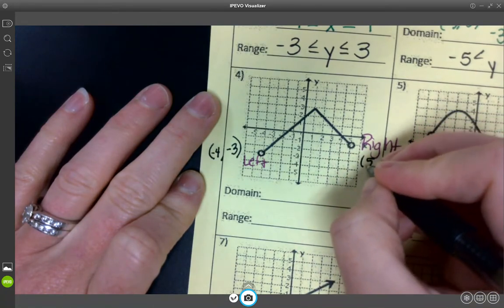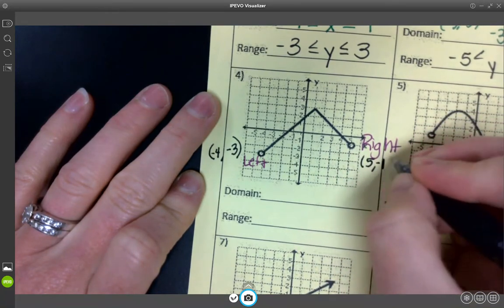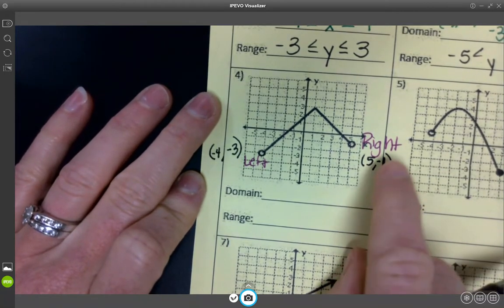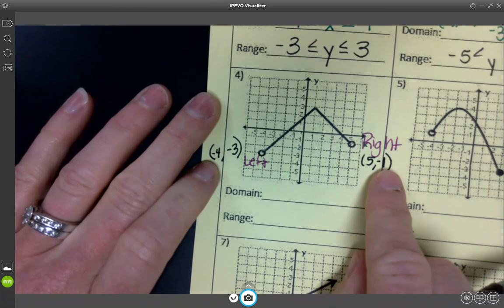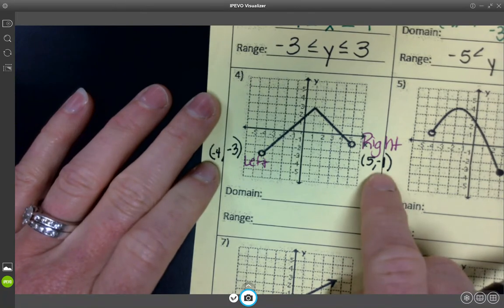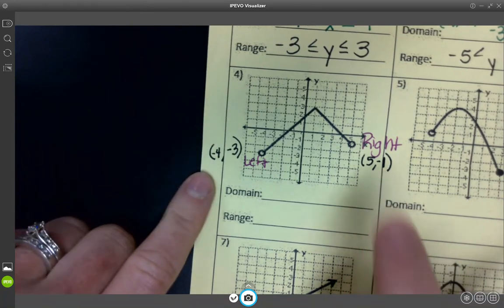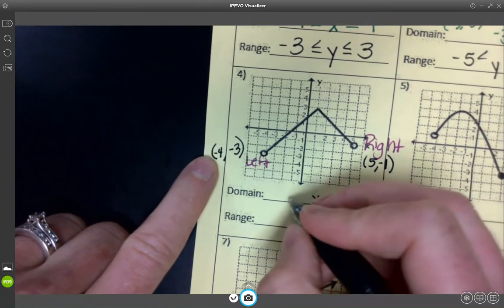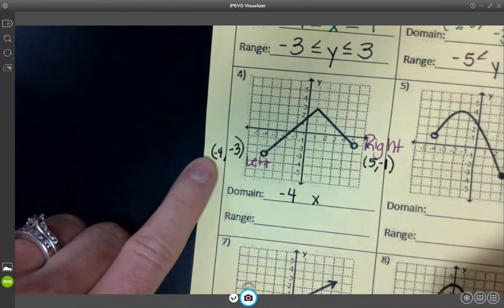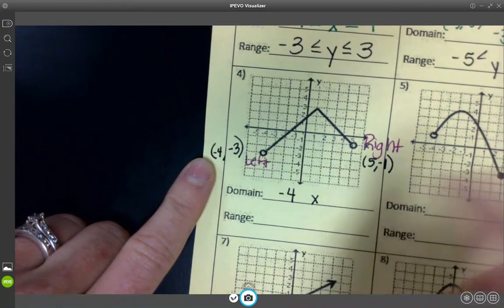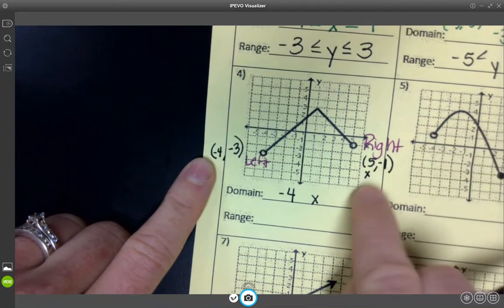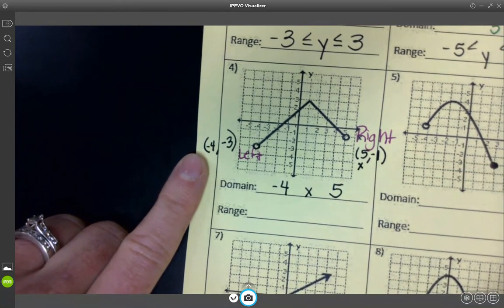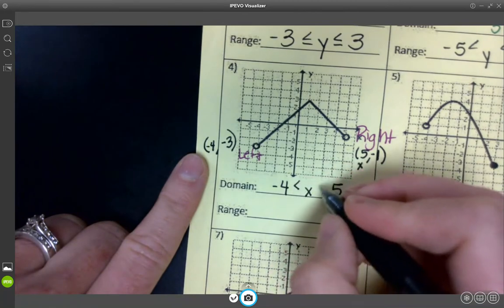So see how important it is to know how to write coordinates? Y'all learned that back in like 5th or 6th grade. But it's really important to know how to write your coordinates so you can do this domain and range. So the left number, remember for domain, we're looking at X. We do left would be -4. And our right would be the X value on the right side, which would be 5. And they're both open circles, so it'd both be less than.